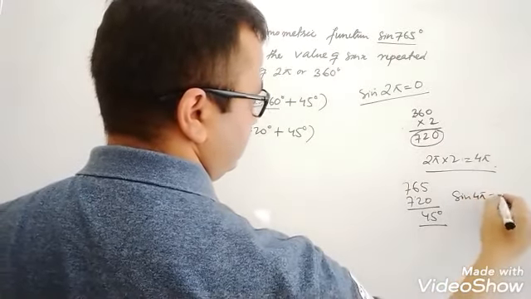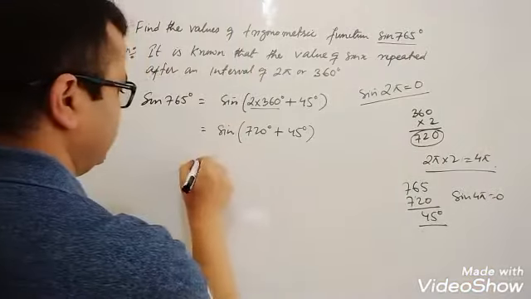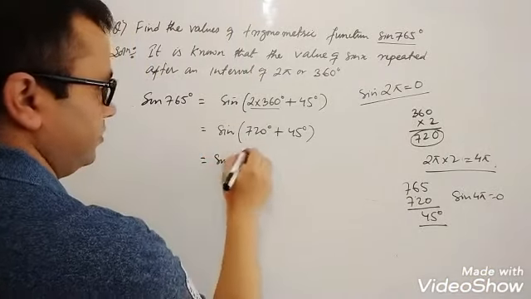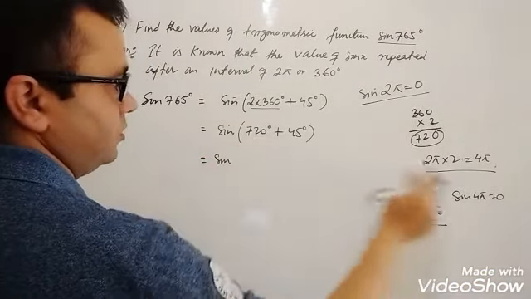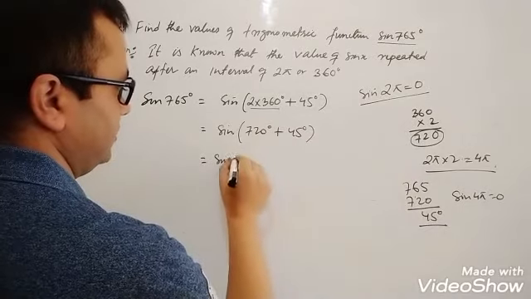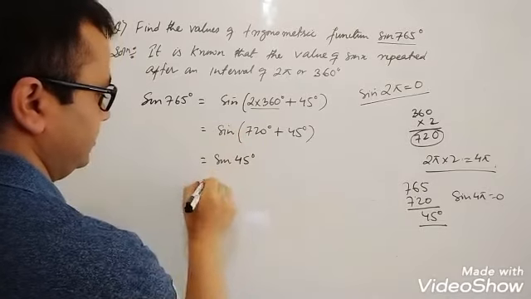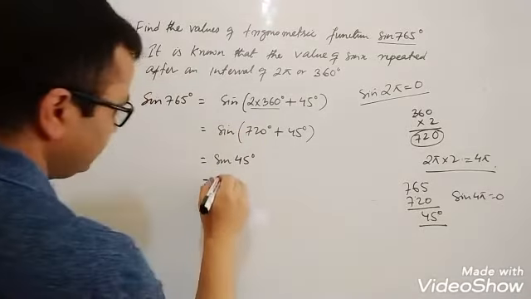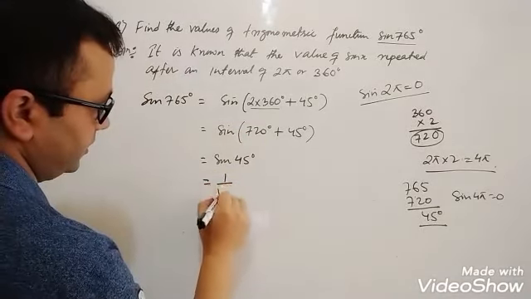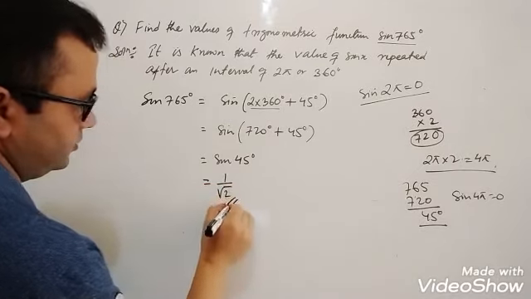Similarly, sin 4 pi is the second cycle. This is also 0. So 720 is 0. So this equals sin 45. Sin of 4 pi plus theta is sin theta. Only sin 45 remains here, the other part is 0. So the value of sin 45 is 1 by root 2. Now this is the answer.